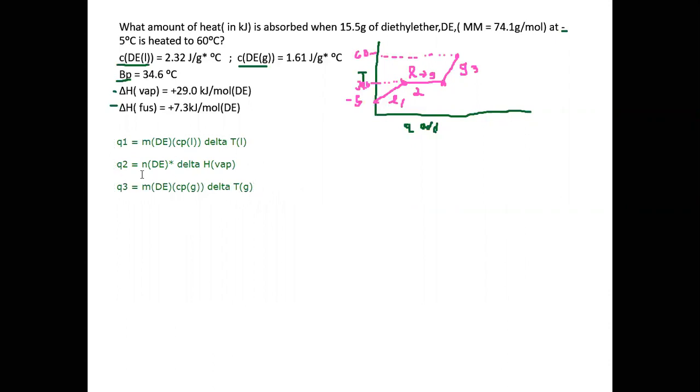Now you see for Q2 we need moles. So I'm going to go over here to the side and calculate the moles of diethyl ether. And it's just mass over molar mass gives us moles. You know, 3 or 4 significant figures is sufficient for it. So that's moles diethyl ether. So now we can start setting up our equations.